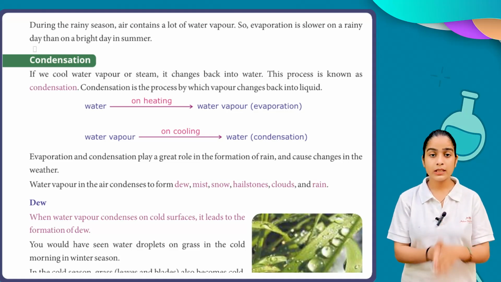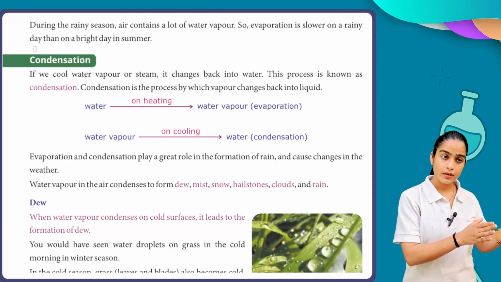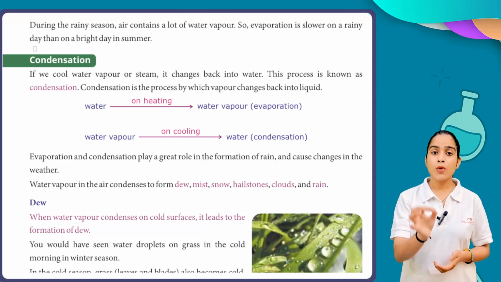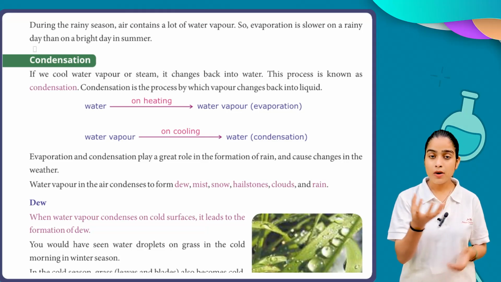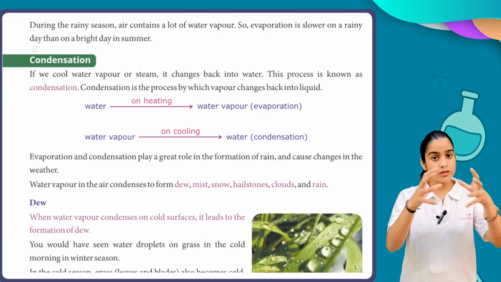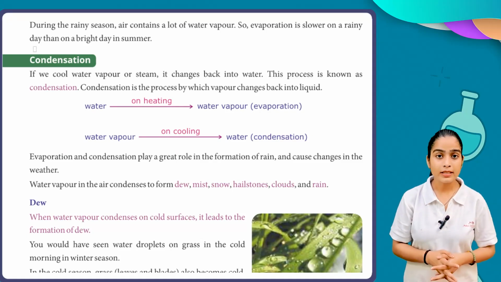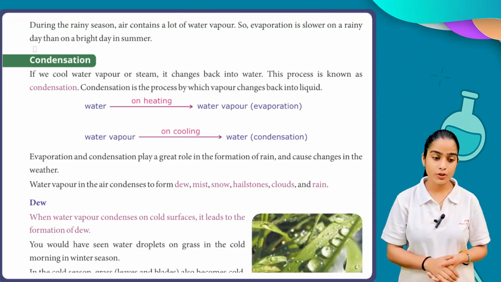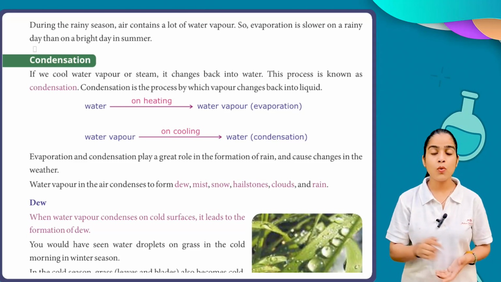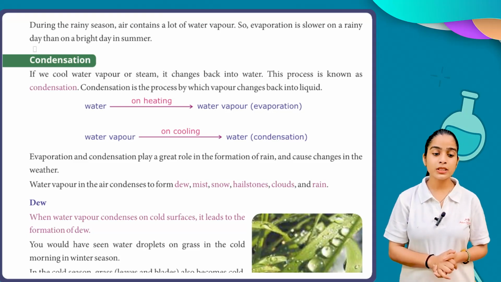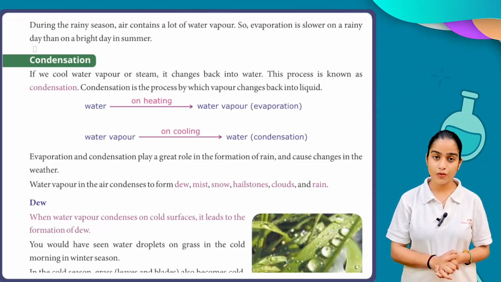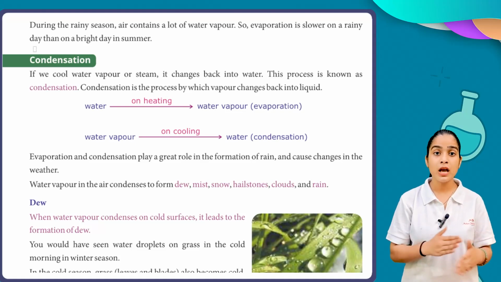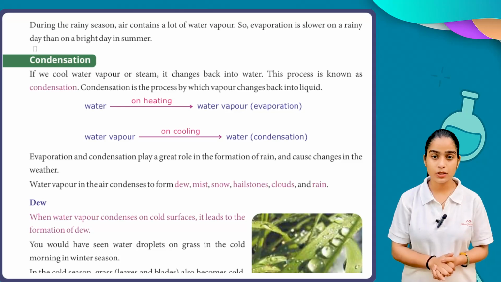The process when water changes its state is referred to as condensation. What we understand by condensation, the word condense, is when the particles get condensed. In this, water on heating changes into water vapor, that is evaporation. Water vapor on cooling changes into water, that is condensation. So evaporation and condensation play a great role in the formation of rain and cause changes in weather. With the help of evaporation and condensation, we see weather and climate changes in our day-to-day life.